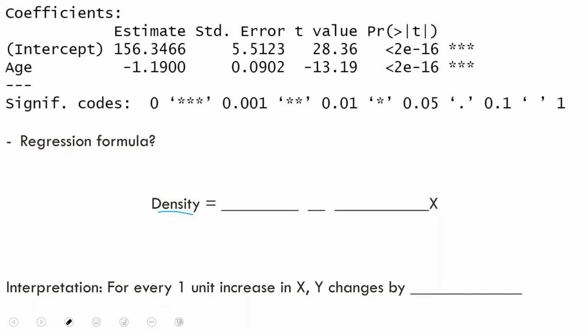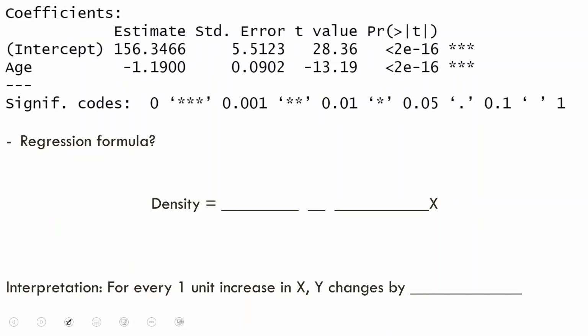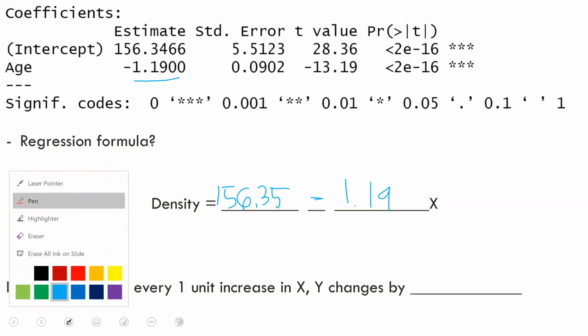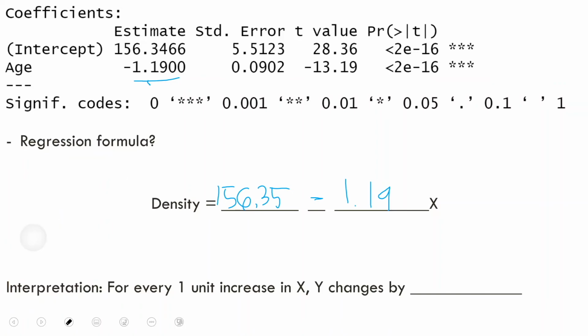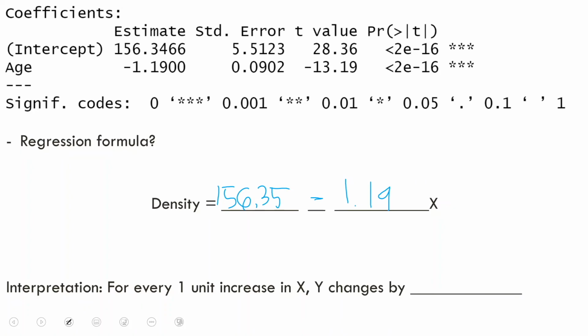Okay, so I have assumed that you paused the video. Good for you. You probably got it right. So let's check it out. I'm going to do some rounding here, just because. But we have 156.35 is our intercept, so that's good. And then minus 1.19. We don't need to round any further than that. So that's good, right? And that is our regression equation. Pretty simple, right? Pretty cool.